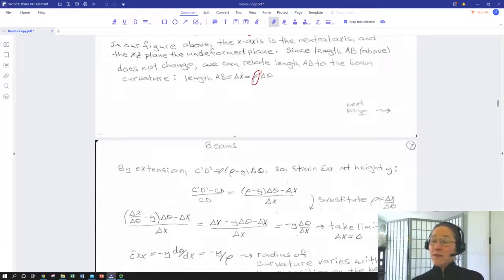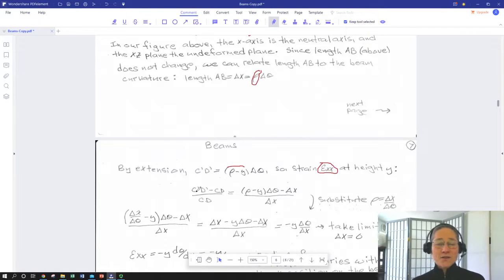Okay, so we'll define the arc length. The arc length is our new radius, which is rho minus y, times our delta theta. If we had a before length and an after length, we can define an axial strain. So the axial strain, epsilon xx, at any height y above the neutral axis, or at negative y below the neutral axis, here's our definition of axial strain. If we look at it at height y, which corresponds to C prime, D prime, we can just say the arc length of C prime, D prime minus the original length CD, divided by the original length CD. Just back to the classic definition of axial strain.